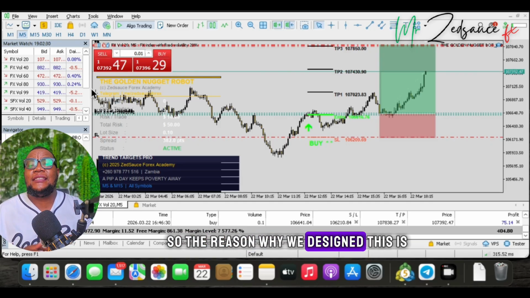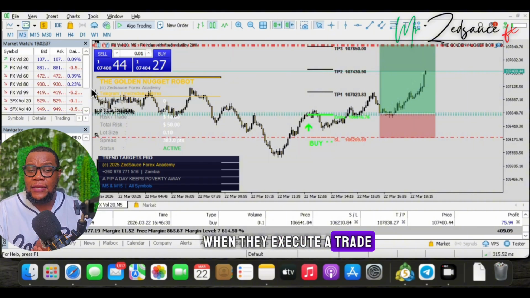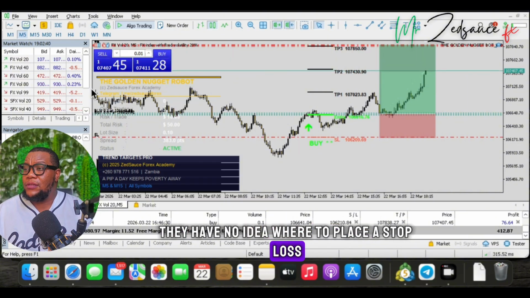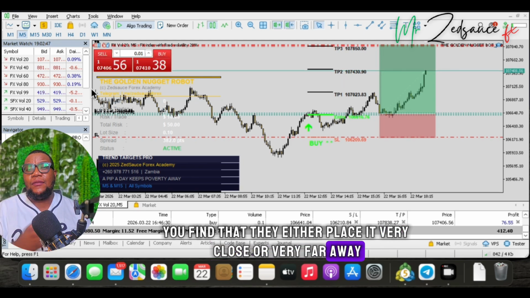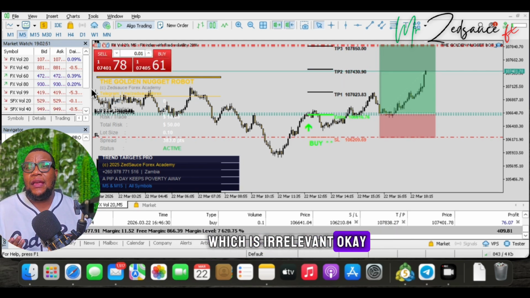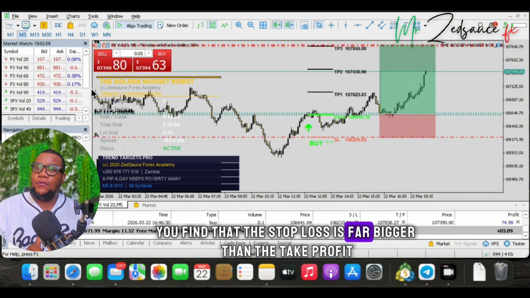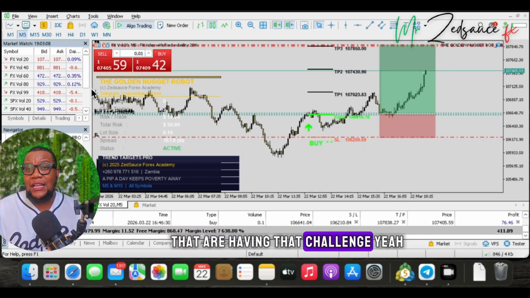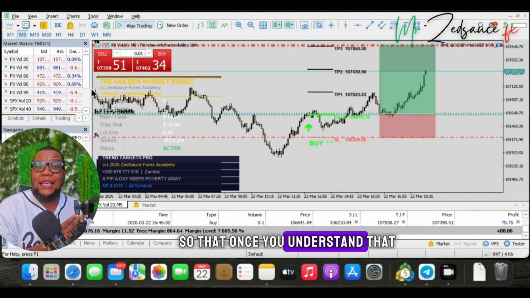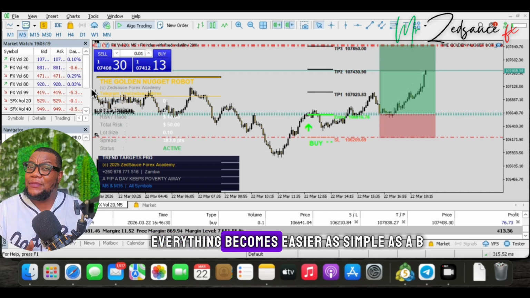So the reason why we designed this is majority of the people randomly trade. When they execute a trade, they have no idea where to place a stop loss. You find that they either place it very close or very far away, which is irrelevant. Okay, and the risk to reward ratio is sometimes off. You find that the stop loss is far bigger than the take profit. So the reason why we built this is to guide you guys that are having that challenge. So that once you understand that this is where I'm supposed to place my stop loss, this is where I can place my take profit, everything becomes easier.